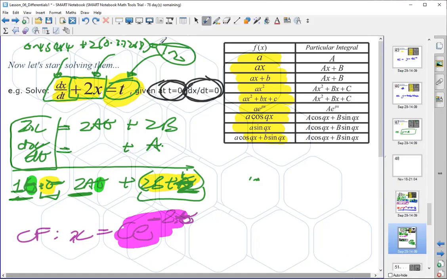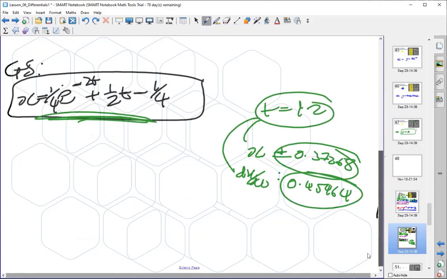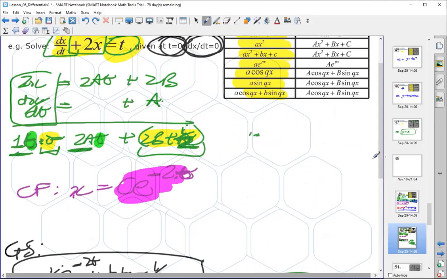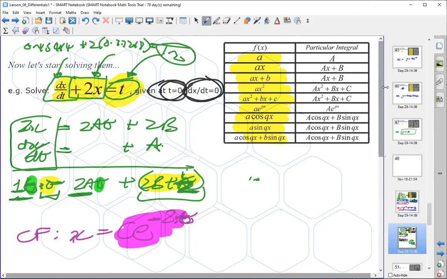So 0.45464 plus 2 lots of brackets. What was the x? I could have just used answer. I can still just use answer. 2 lots of answer equals, and it gives me 1.199999999, which is 1.2. And so that checks it.